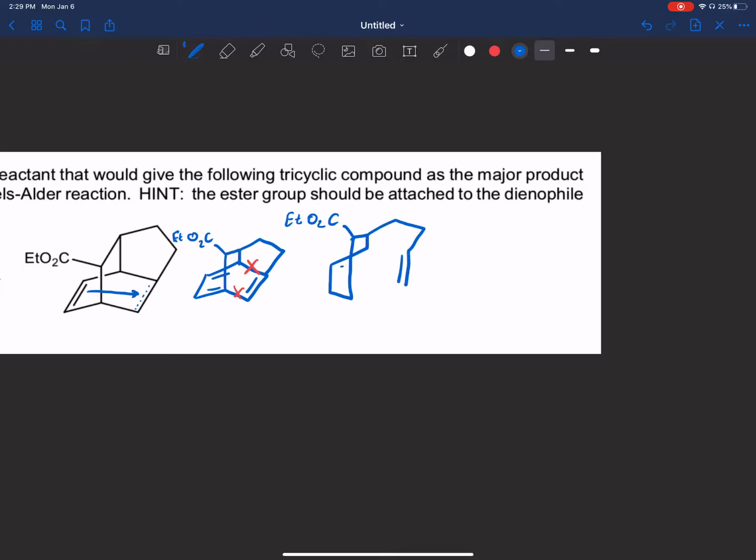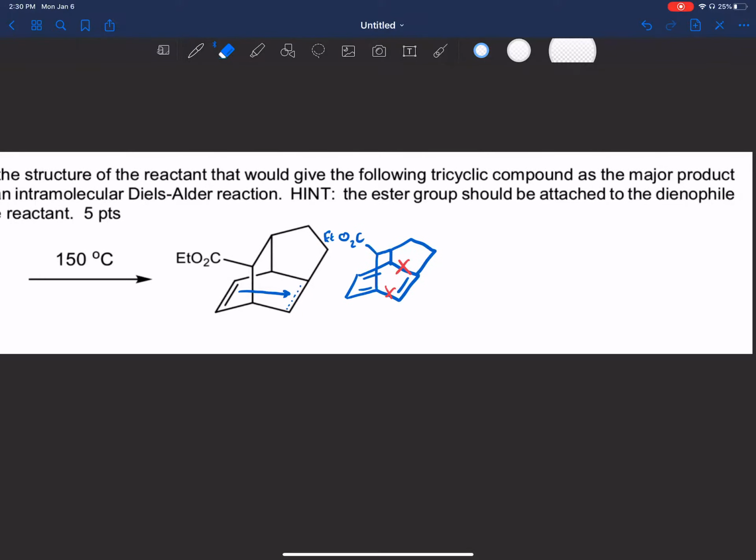I drew it a little bit awkwardly, but the point I want to get across is that if we did what we just did here, you wouldn't get the CO2Et ester group on the dienophile. We'd get it on the diene, right? Well, not really technically on the diene, but it's going to be way closer to the diene than the dienophile.